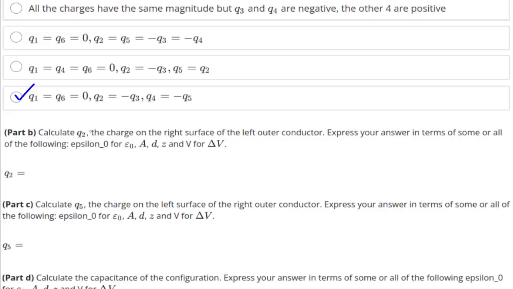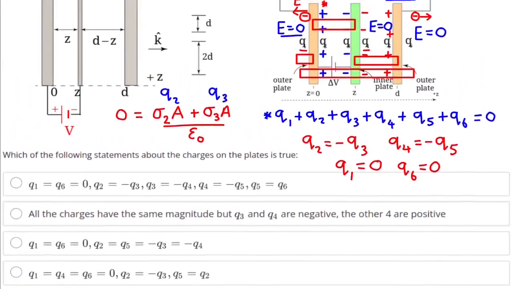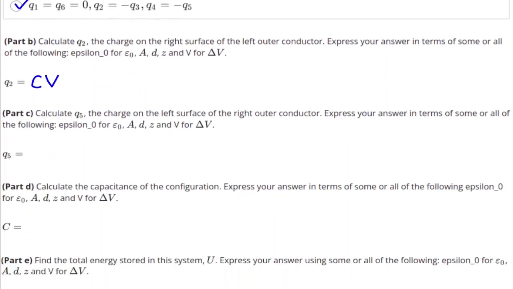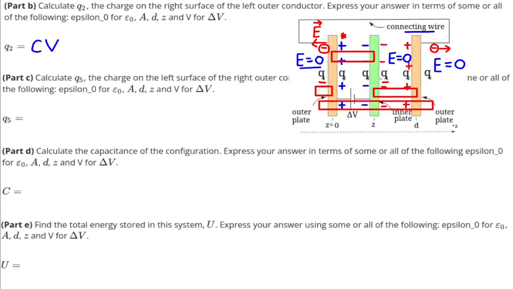And now we're asked to calculate Q2, being the charge on the right surface of the left outer conductor, so that's the capacitance times the voltage across the plates of the capacitor. So let's just copy this and reuse it. So what we get is epsilon naught times the area of the plate over the distance between the plates times the voltage of the battery, being the voltage across the plates.